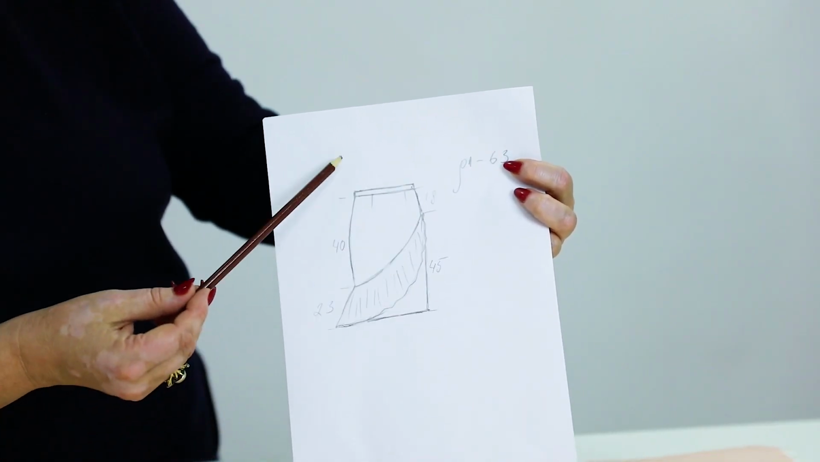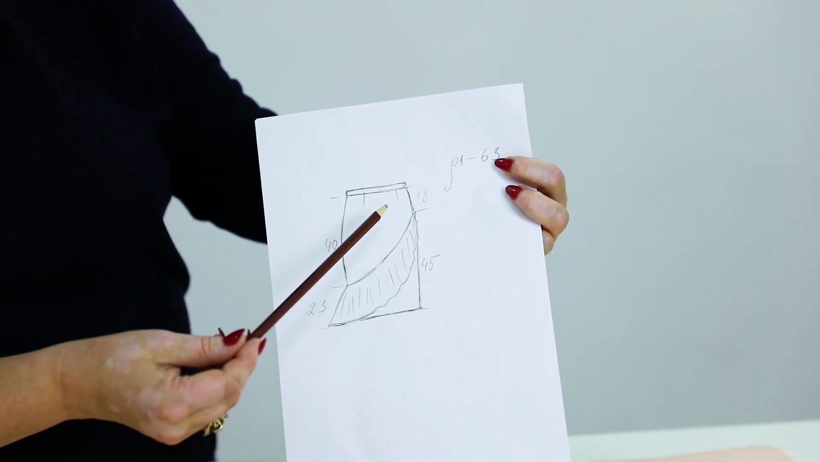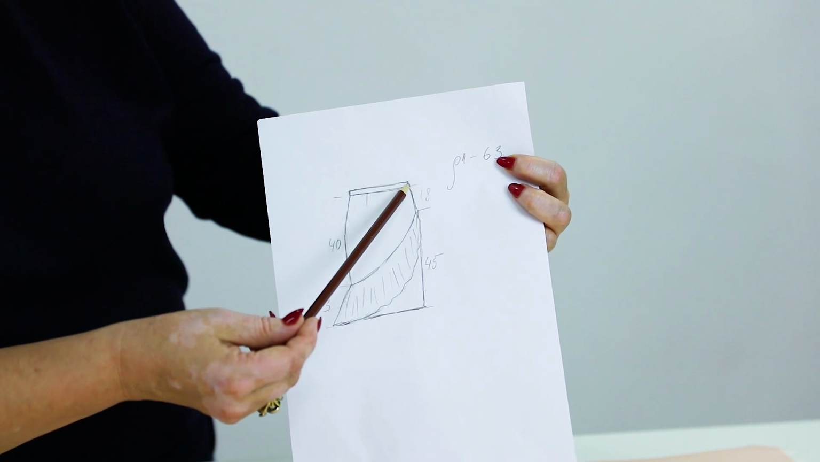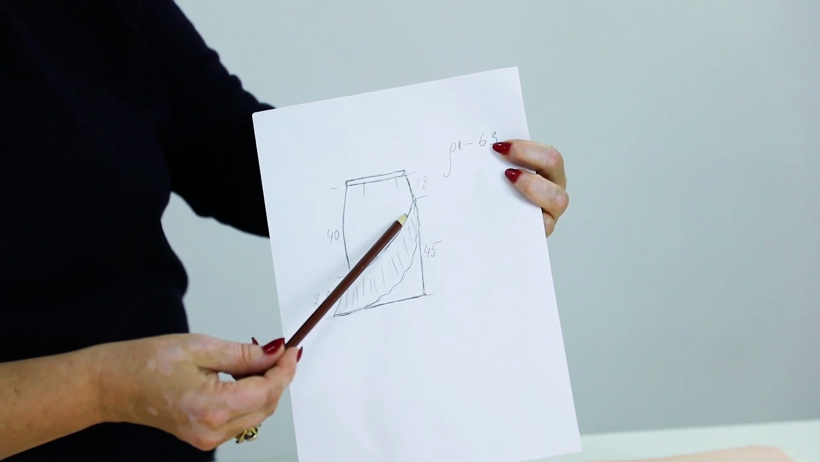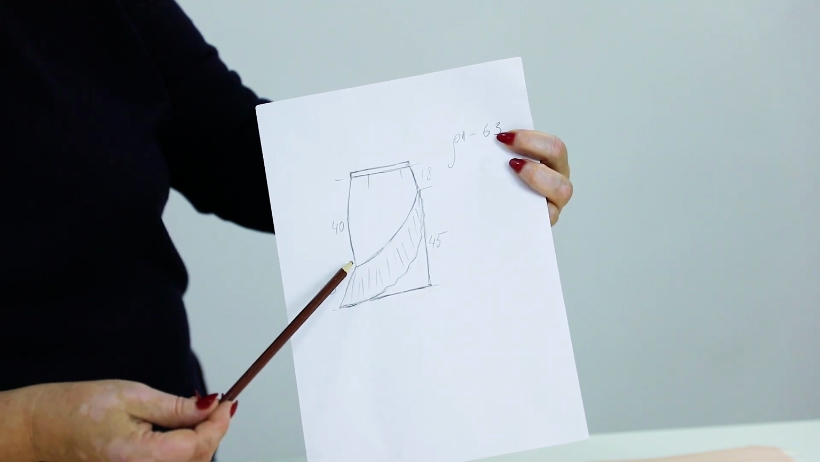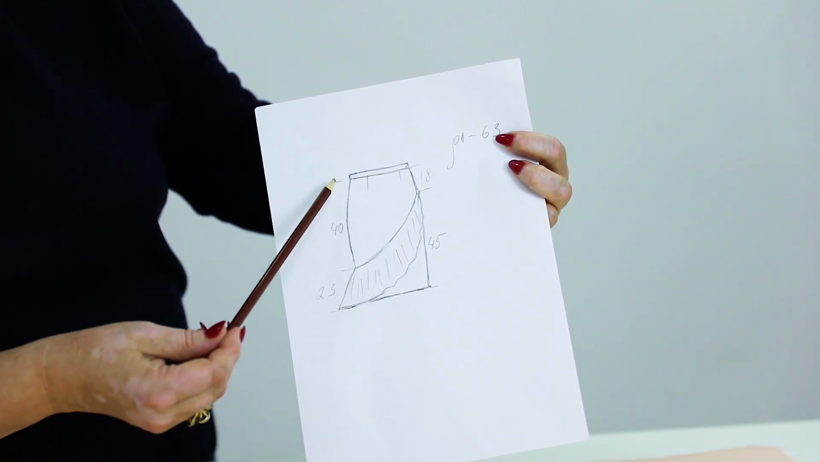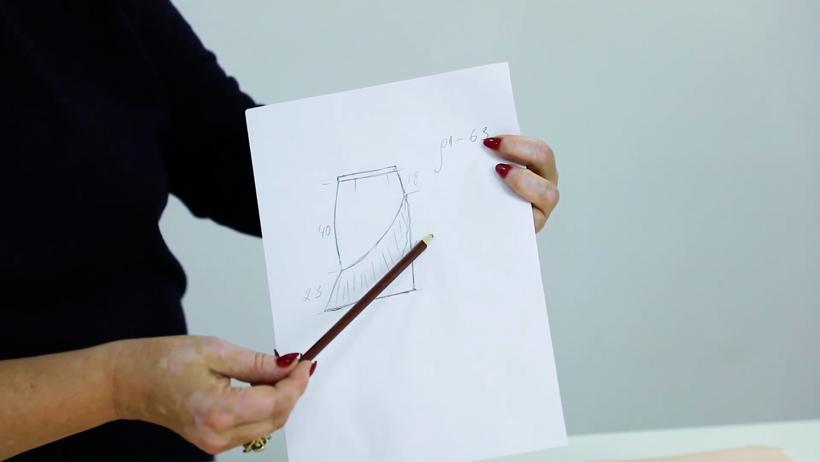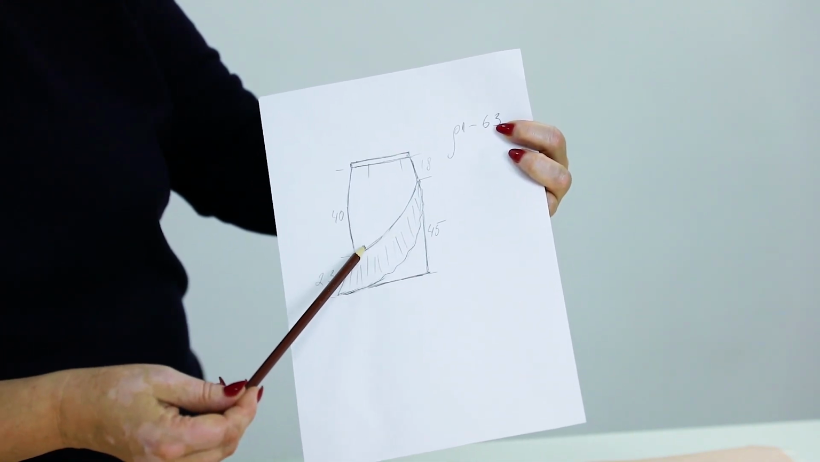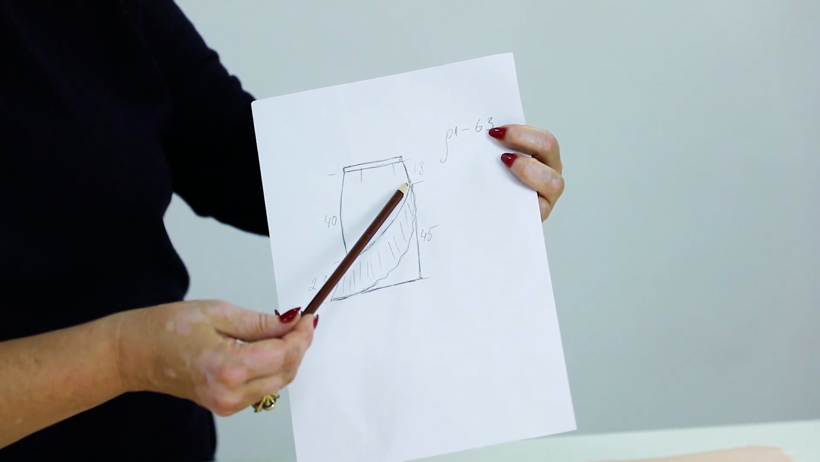This is a regular straight skirt. The bias undercut starts here, 18 centimeters down from the top of the skirt. This line is very nice. And here we have 23 centimeters to the bottom. The length of the skirt is 63 centimeters. 18 centimeters here, 45 here, 40 centimeters here, and 23 here.